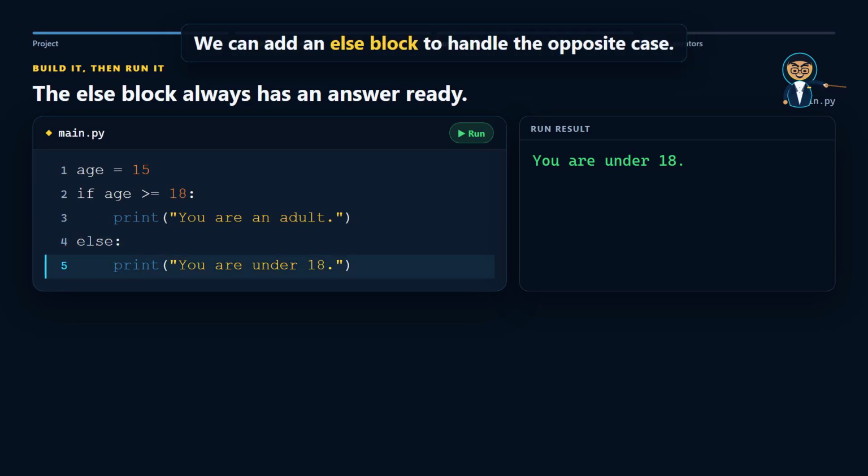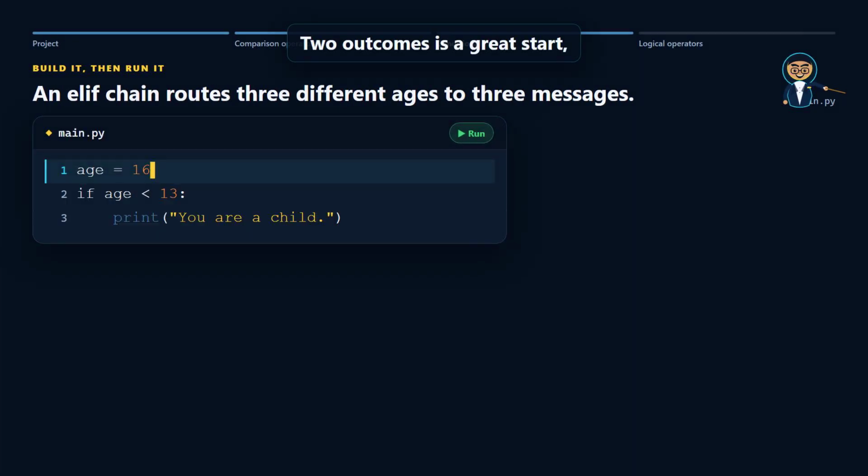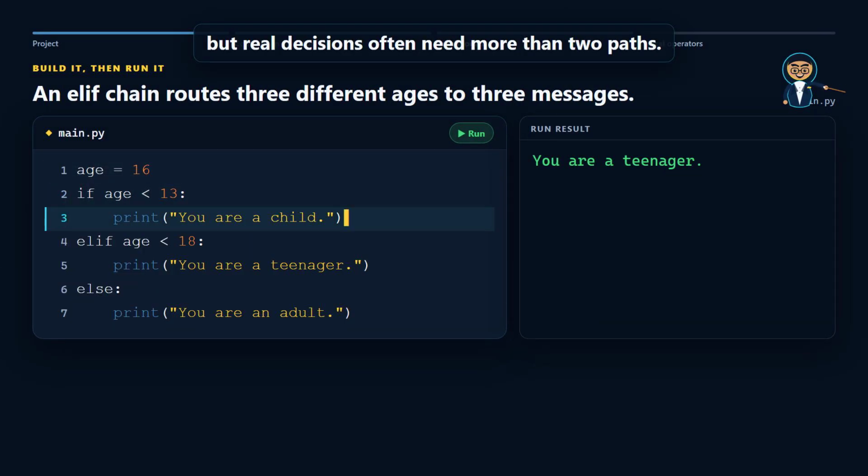We can add an else block to handle the opposite case. Think of it as a decision diamond. Is age 18 or older? If yes, we print that you are an adult. If no, the else block runs instead and prints that you are under 18. Now every possible age produces exactly one message. Two outcomes is a great start, but real decisions often need more than two paths.